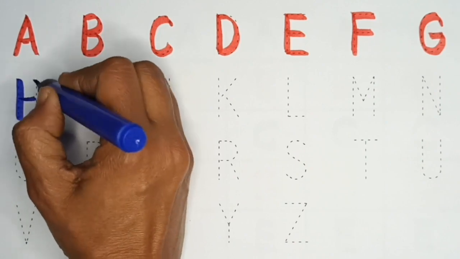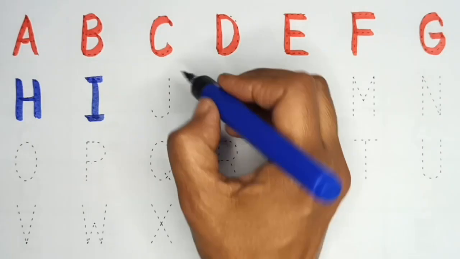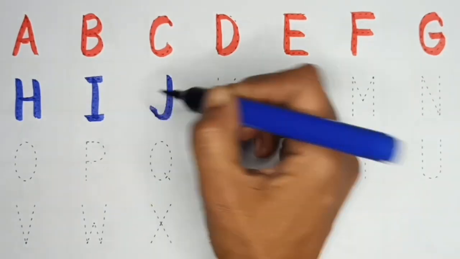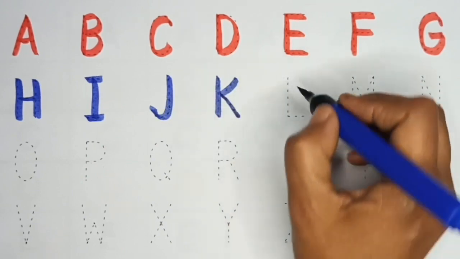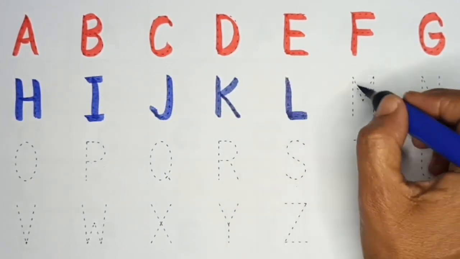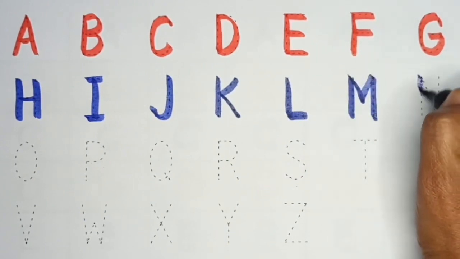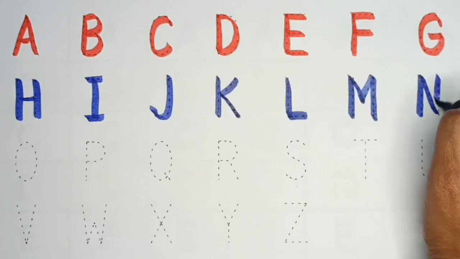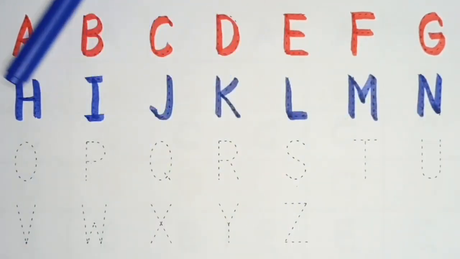H, H for hen. I for ice cream. J, J for jug. K, K for kite. L, L for lion. M, M for monkey. N, N for nest. Blue color.